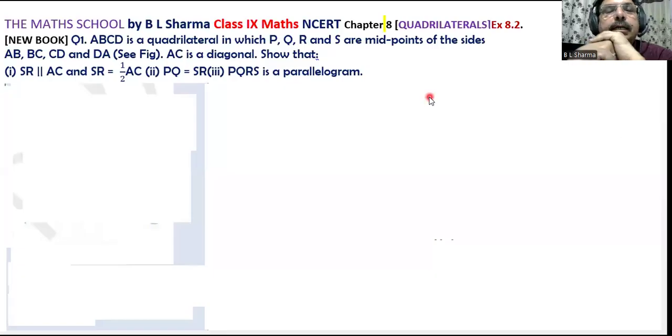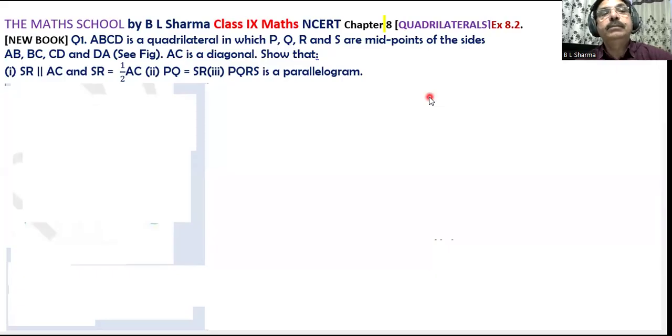This is exercise 8.2 of chapter 8, class 9th mathematics. The name of the chapter is quadrilaterals. For this exercise 8.2, you must know about the midpoint theorem and converse of midpoint theorem and all the properties of parallelogram, rhombus, rectangle, square, and congruency rules of triangles. Then only we can do this exercise.